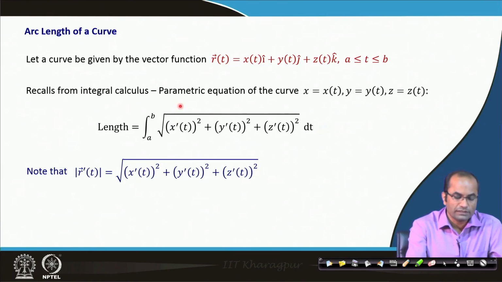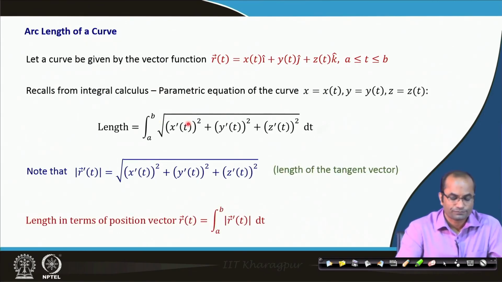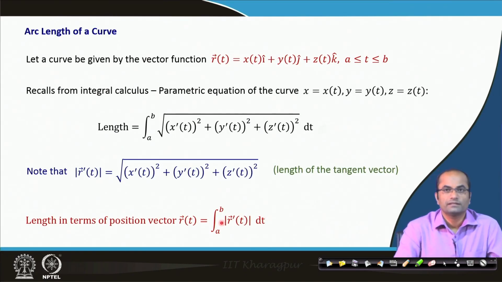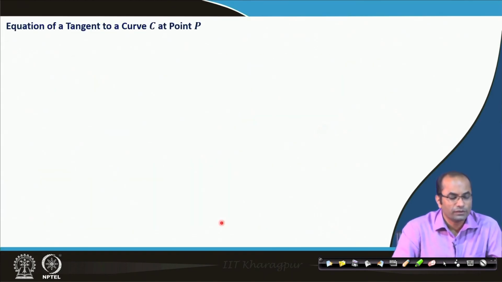So, in the vector setting, we can replace this formula by this formula: we integrate from a to b the magnitude of r prime t, which is the length of the tangent vector, because r prime is the tangent vector and its magnitude is the length of the tangent vector. If we integrate this length over the given domain, we get the arc length of a curve. Now, we will look into how to get the equation of the tangent of a curve at a point P.